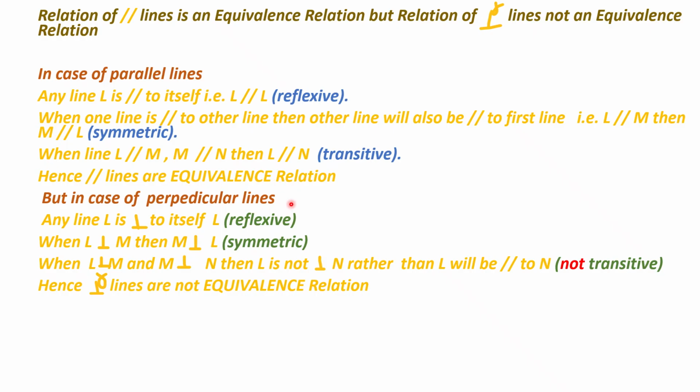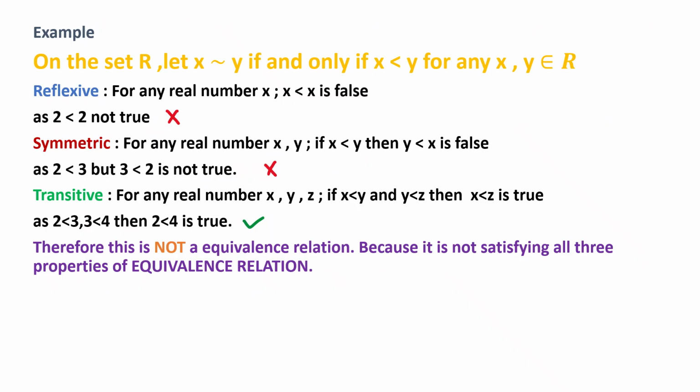Now in case of perpendicular lines, what happens? Any line L is perpendicular to itself, no problem, so it is reflexive. When L is perpendicular to M, then M will also be perpendicular to L. Symmetric property also, no problem. But when L is perpendicular to M and M is perpendicular to N, then L is not perpendicular to N; rather, L will be parallel to N. So it is not a transitive relation. Because it is not satisfying all the three properties, the perpendicular line concept is not an equivalence relation. One more example we'll discuss in the next slide.